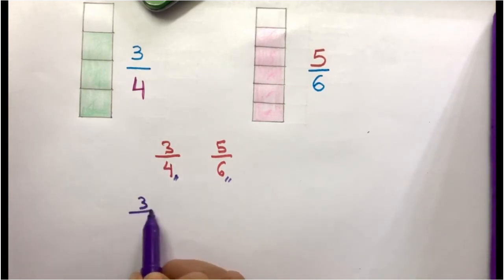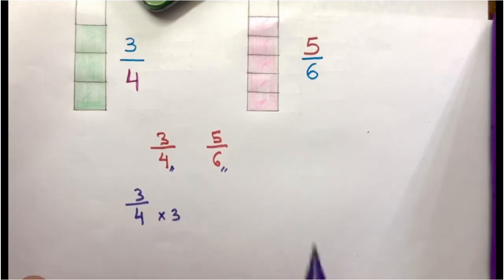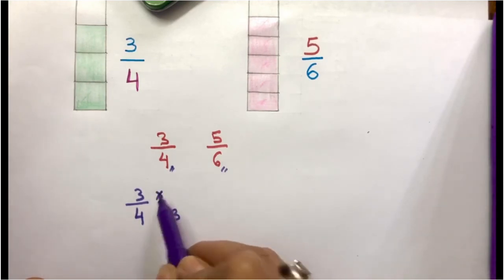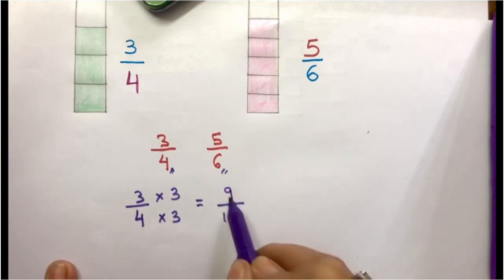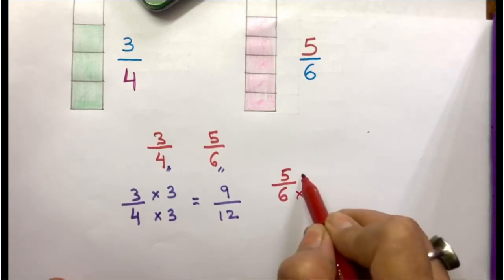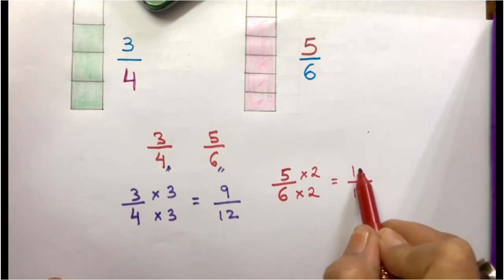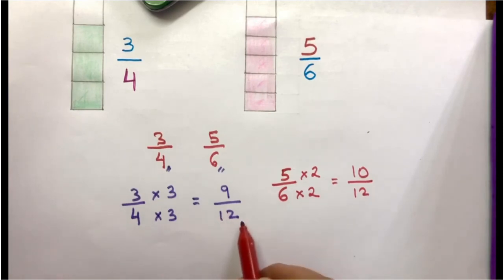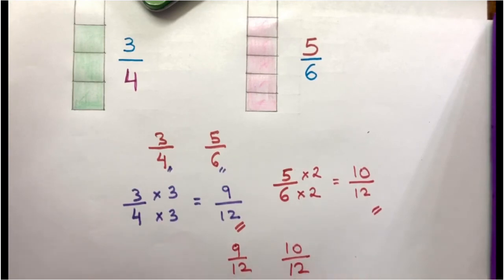So to make this 12, I multiply by 3. And if I do that, I multiply the numerator with 3 as well. 3 threes are 9. Then 5 by 6. To make this 12, I will multiply by 2. So I multiply by 2 on the top also. This gives 10 by 12. So now we have these fractions, which are equivalent. So 9 by 12 and 10 by 12. Now we can compare it easily.